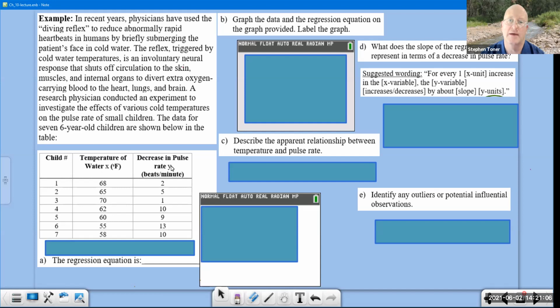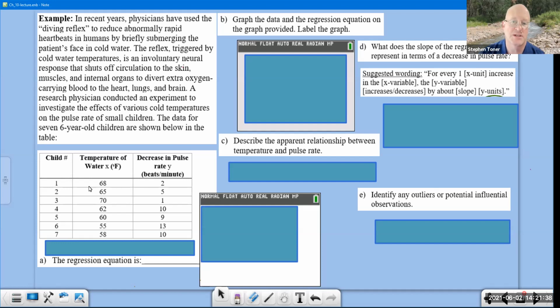And then we're going to be looking at the decrease in pulse rate. In other words, when you submerge a 6-year-old in 68-degree water, we will expect a 2 beat per minute decrease in their pulse. Okay, so notice what I did. I looked at my first data point and I interpreted it so I could get a little bit of a feeling for what this problem was about.